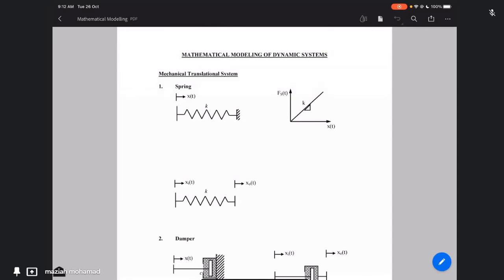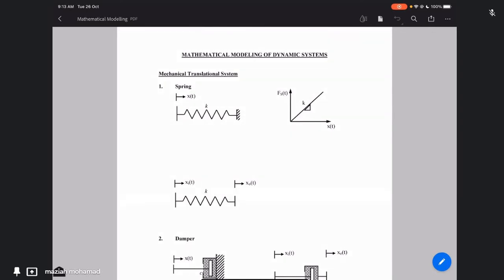And then we're also going to see mechanical rotational system, still a mechanical system, but in terms of rotation. Then we have additional components for that, lever system and also gear system. Then we have hydraulic system. Then liquid level system, the water tank system just now. Then we have a thermal system and also electrical system.